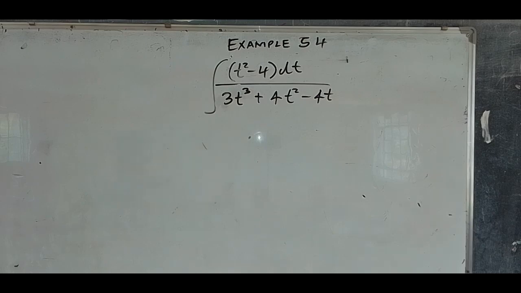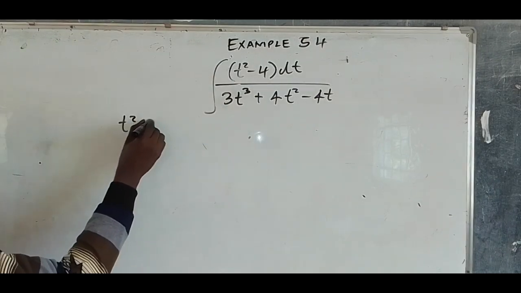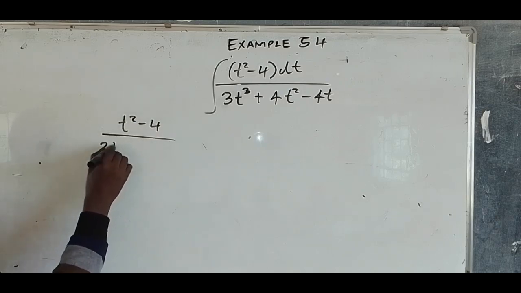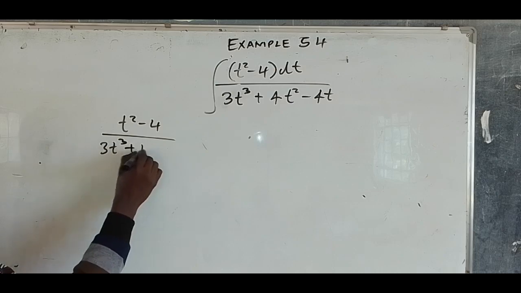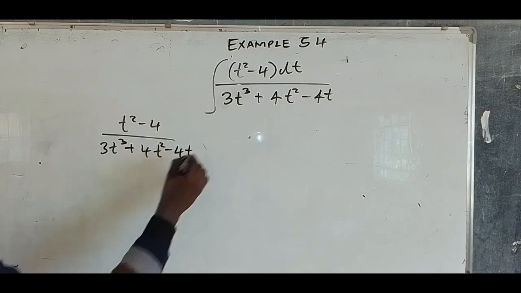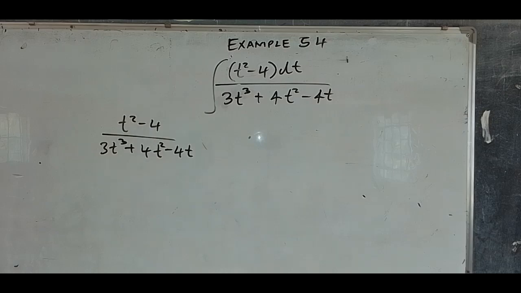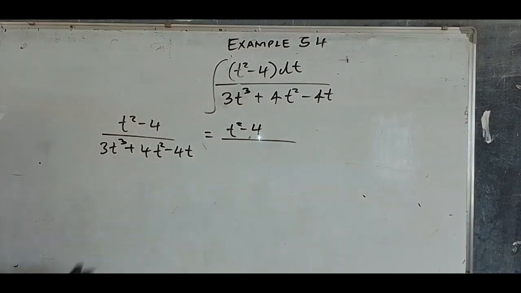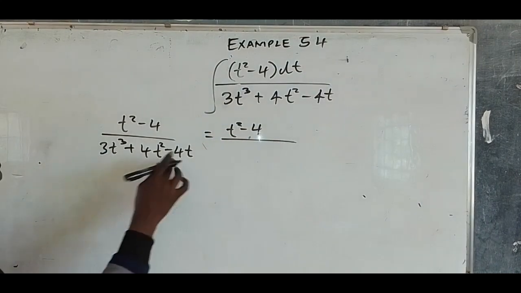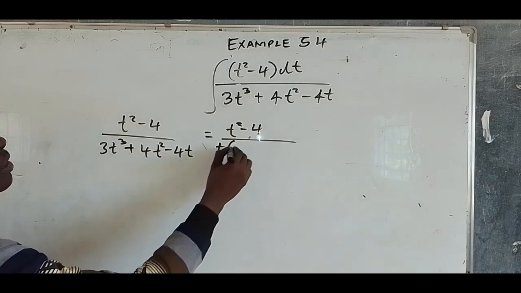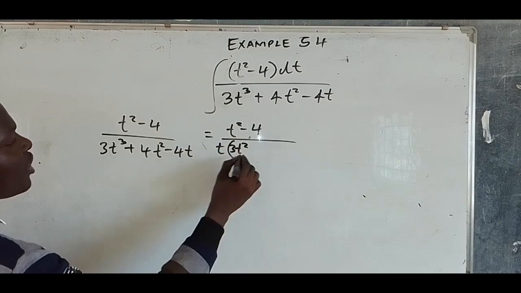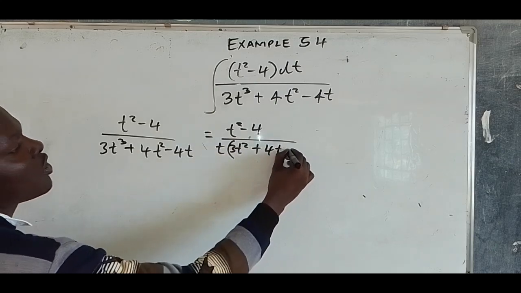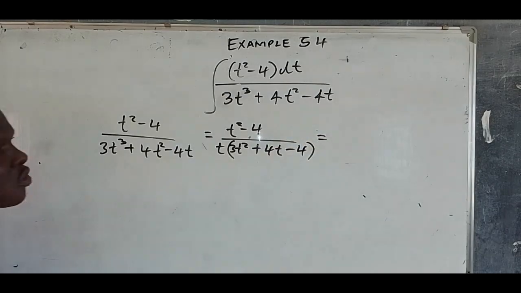So what do we have here? We have t squared minus 4 over 3t cubed plus 4t squared minus 4t. That is the function we have there. Now you can see the denominator, t is a common factor. If you factorize out t, what do you remain with? 3t squared plus 4t minus 4.